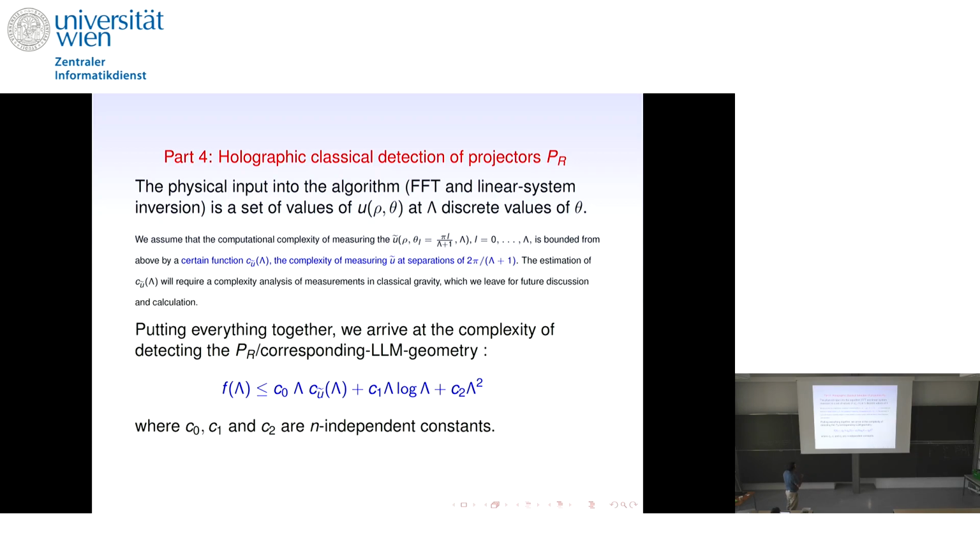This is a bit of a gray area which we don't fully understand: what is the computational complexity of measuring that many points of u? This is somehow to be extracted from the metric or fields in the LLM geometry. So we just parameterize that as an unknown, C of lambda. This is the complexity of measuring u at these separations, and there are lambda measurements because there are lambda places you have to measure. So lambda times this intrinsic complexity.